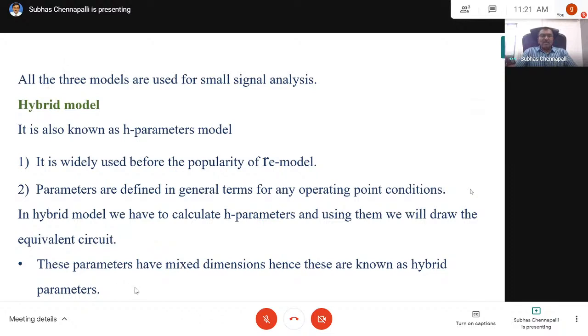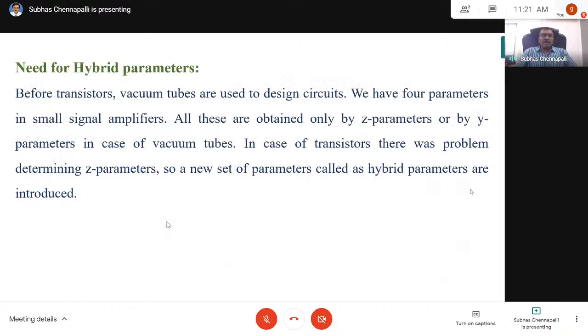This is the hybrid model. It is hybrid because the parameters have mixed dimensions. That's what I was telling. So hence hybrid parameters. Need for hybrid parameters: earlier, Z parameter type and Y parameter type analysis were done. They were not directly applicable to a semiconductor transistor. So they have gone for a model. So that's how the parameters work.